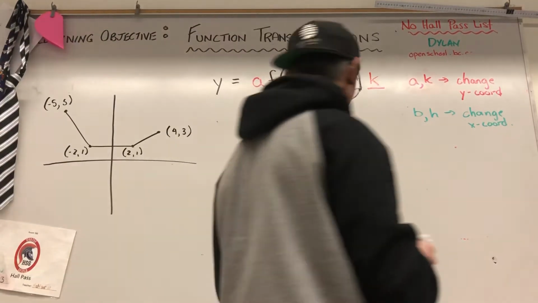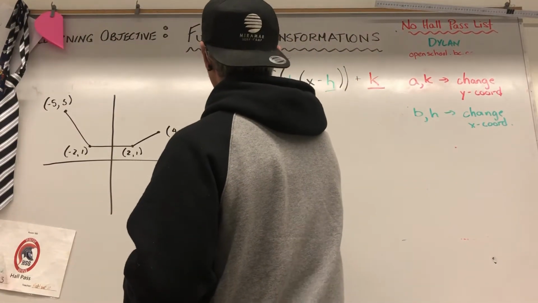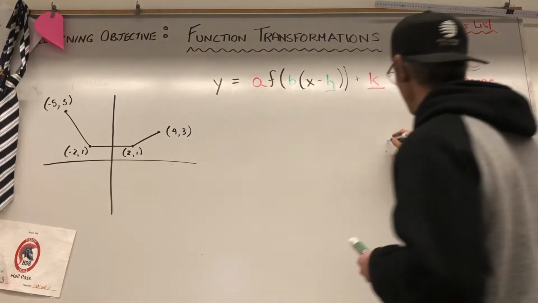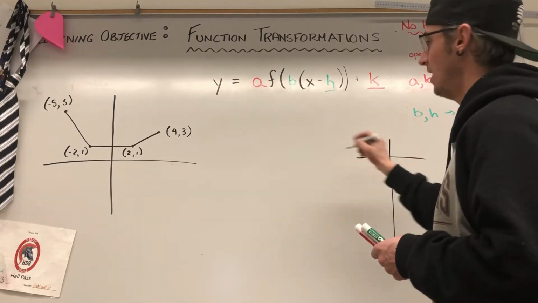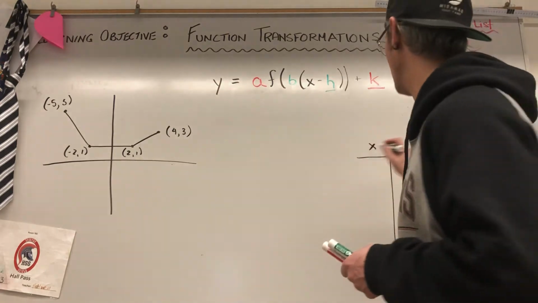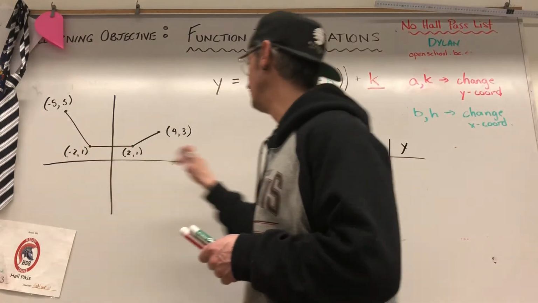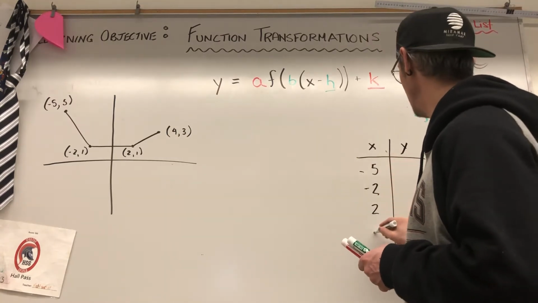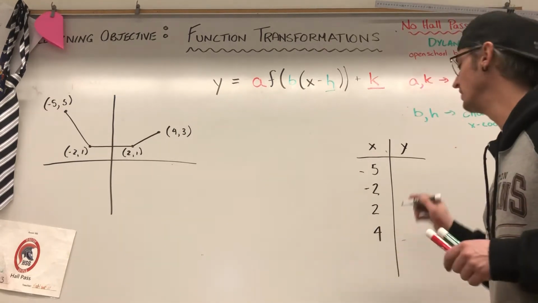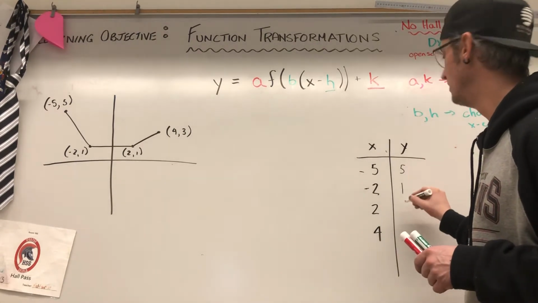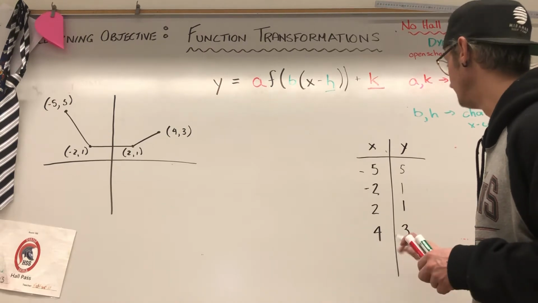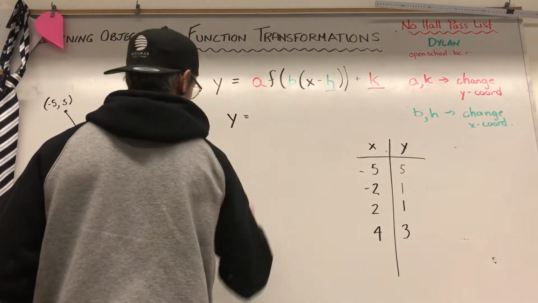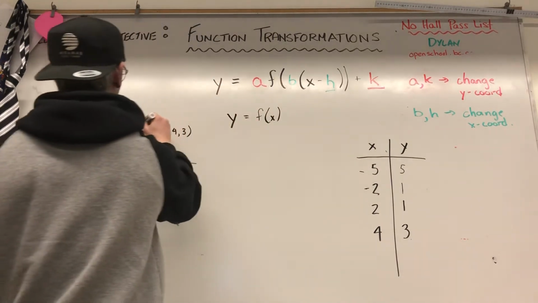So for this function, let's say I have a transformation. Well, we'll do two transformations one at a time, but let's start with our table of values for this function. So I have 4 sets of x coordinates and 4 sets of y coordinates. My x coordinates are -5, -2, 2, and 4. So I'm just going to put those in order here. And then on my y coordinates, I'm going to have 5, 1, 1, and 3. So let's say this is y equals f of x.